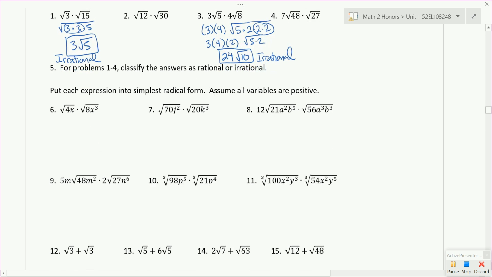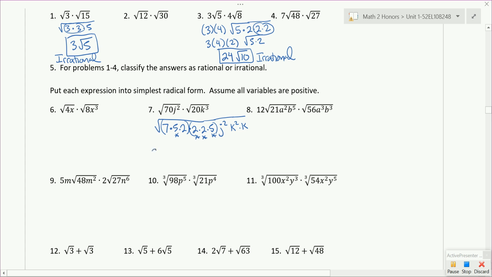Number 7, we're to put each expression into simplest radical form, assume all variables are positive. So here we have the square root of 70, which is 7 times 10, so that's 7 times 5 times 2, that's your 70. We've got the 20, which is 2 times 10, or 2 times 2 times 5. So my 70 and my 20. I got j squared, and I got k to the third power, but I'll do k squared times k. I'm looking for pairs. I got a pair of 5's here, and a pair of 2's.